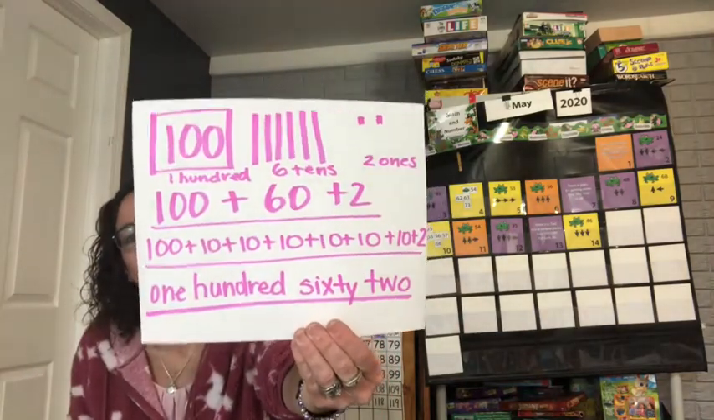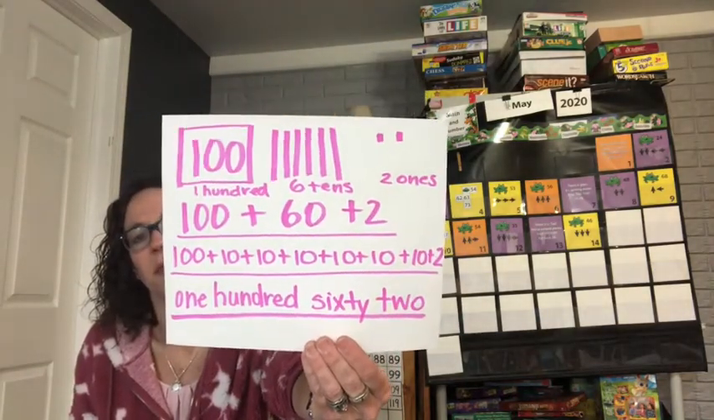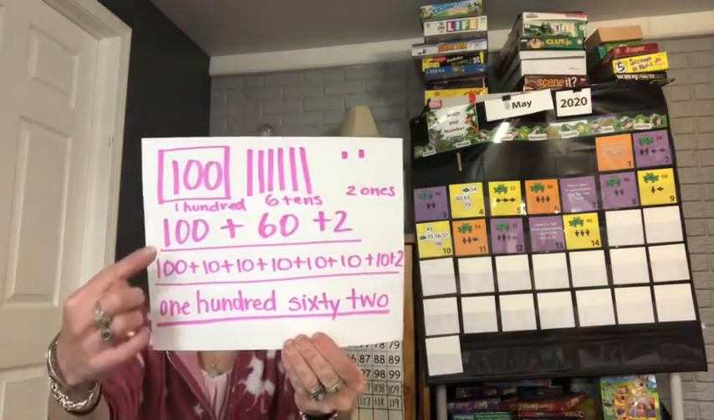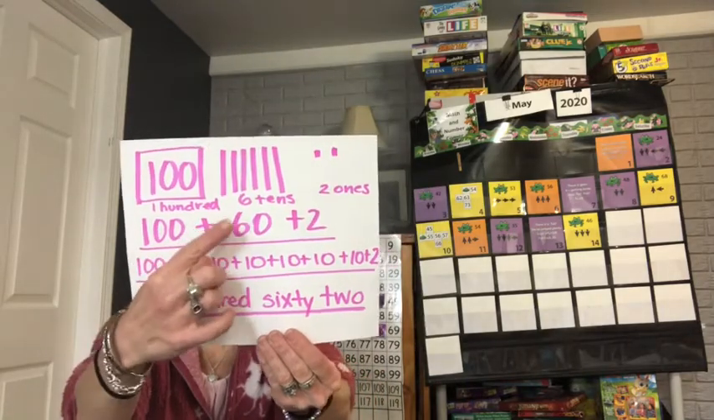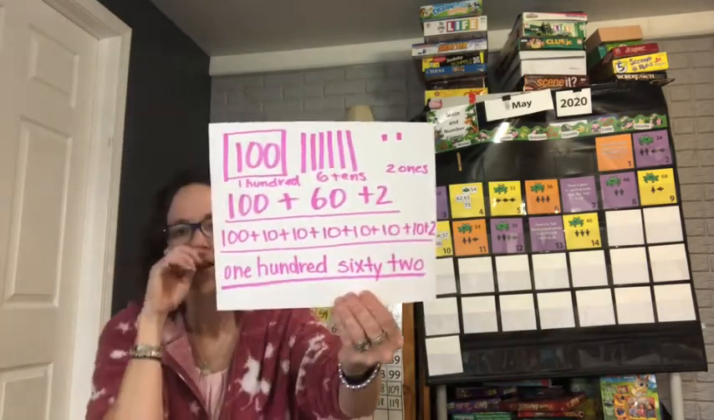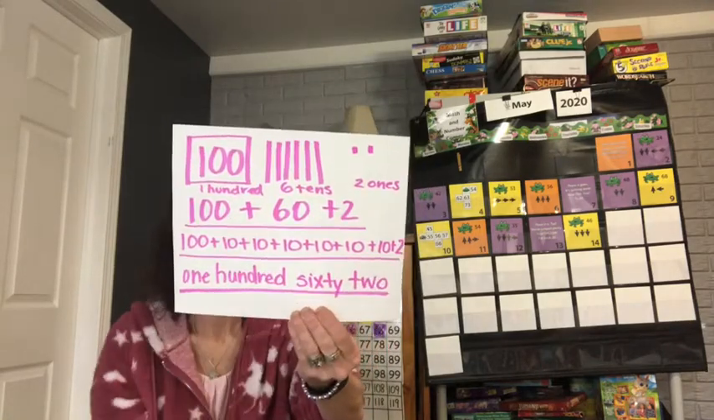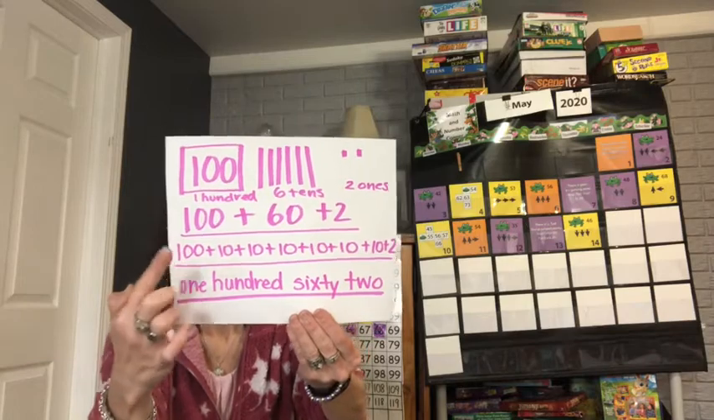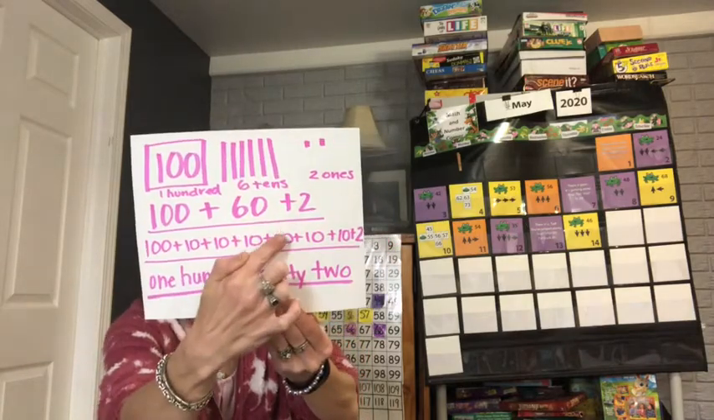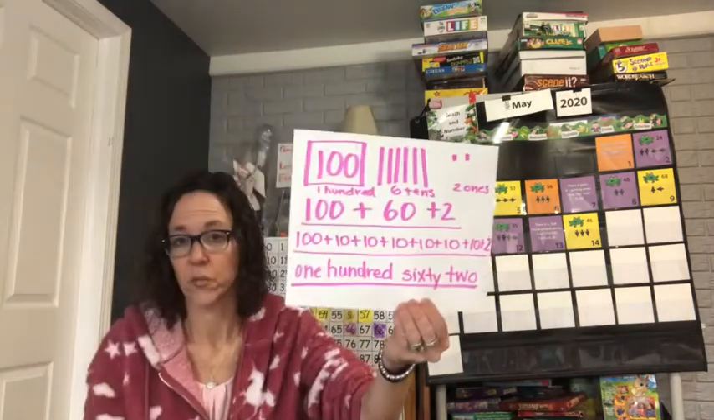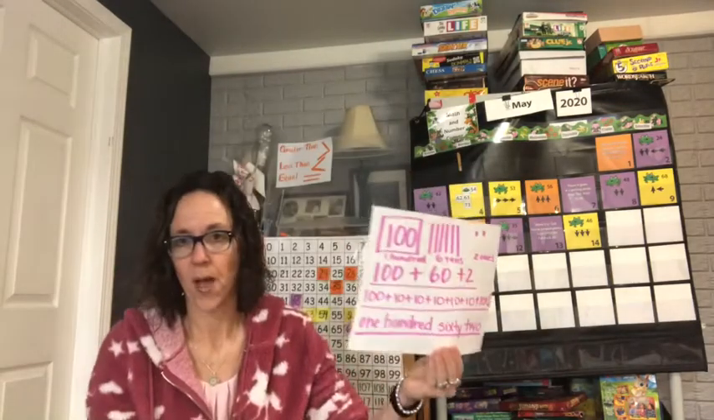Today's number is 162. Take a look. We have 100, 6 tens, and 2 ones. If I write it in expanded form, I have 100 plus 60 plus 2. Down here, I have the words 162. I can also think about it as 100 plus 10 plus 10 plus 10 plus 10 plus 10 plus 10 plus 2, right? I'm writing it all the way out.